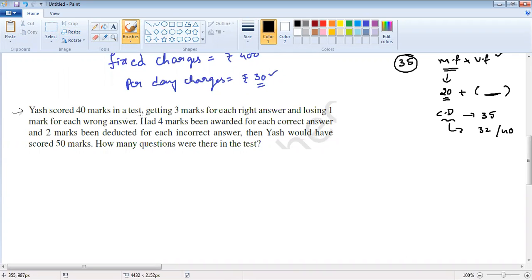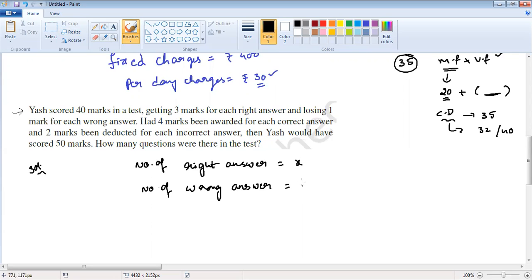Yash scored 40 marks in a test, getting 3 marks for each right answer and losing 1 mark for each wrong answer. So this question is based on right answers and wrong answers. We don't know the number of right answers, so we will take x right answers. We don't know the wrong answers either, so we will take the number of wrong answers as y.